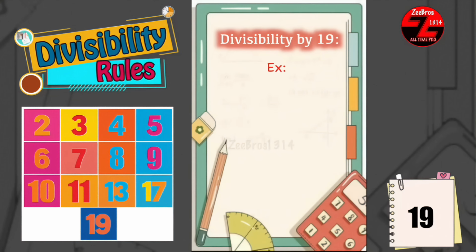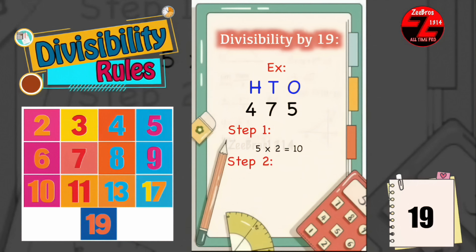Let's take an example. 475. Take the last digit of the number and multiply it by 2. It will become 10. Now add 10 to 47. It will become 57. As 57 is divisible by 19, so we can say 475 is also divisible by 19.